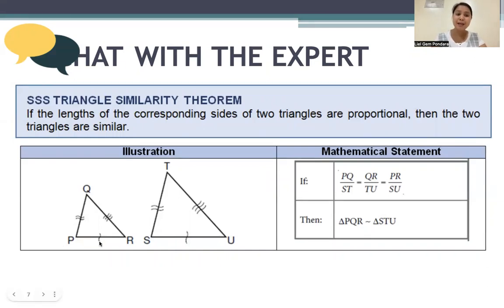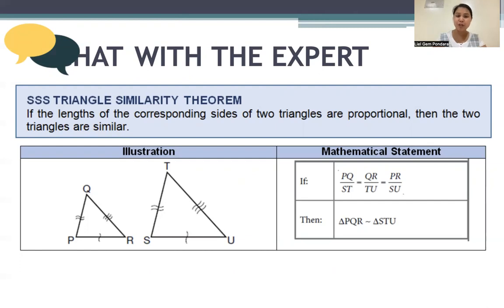Example, PR is proportional to SU. PQ is proportional to ST, and QR is proportional to TU. Therefore, triangle PQR is proportional or similar to triangle STU. So we have the AA, we also have the SSS.